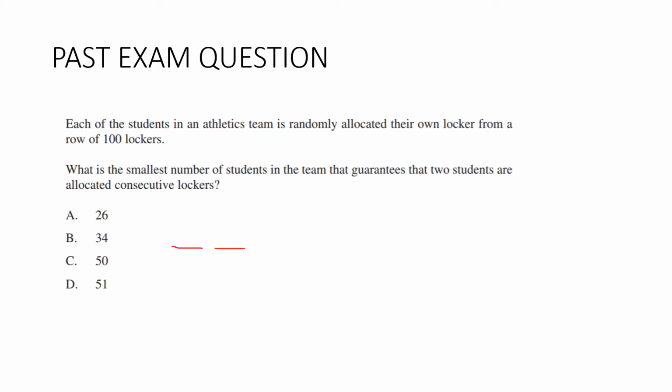So we'll start to draw this up, but of course I'm not going to do 100 lockers. I'll just do the first 5 and say the last 2. And let's think about how many students we can place so that none of them are next to one another. So we'll put a student here and one here and one here, and there will be one in the 99th locker. And that's 50 students. And the 51st student is going to cause 2 or more students to be allocated consecutive lockers. So our answer is D.